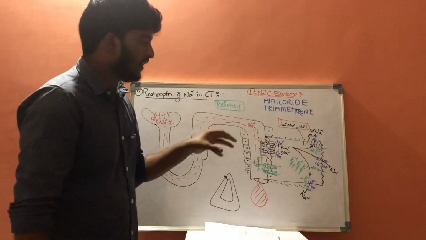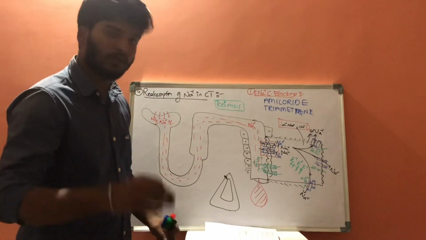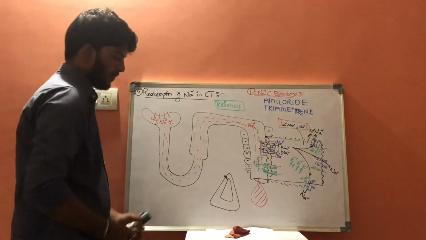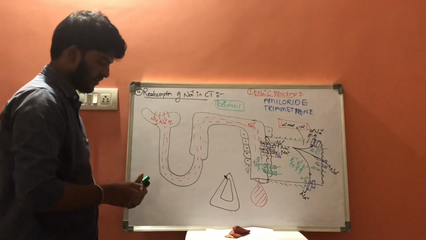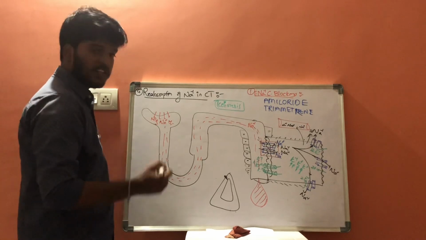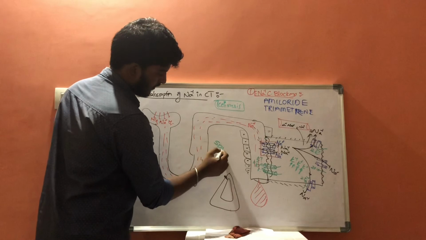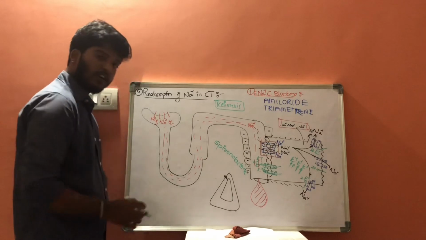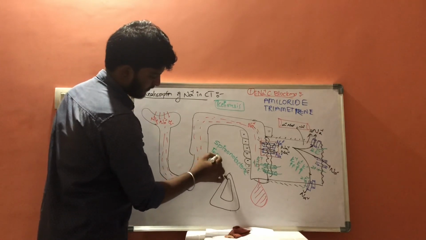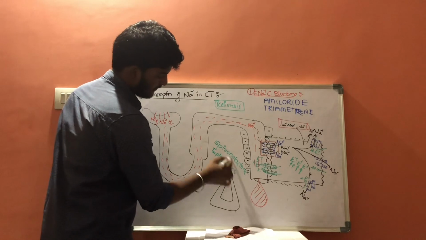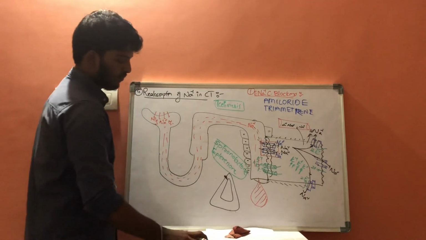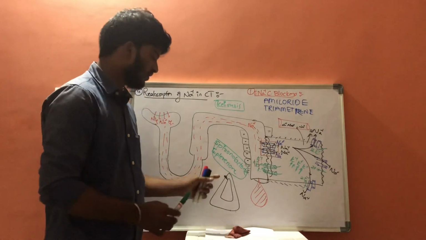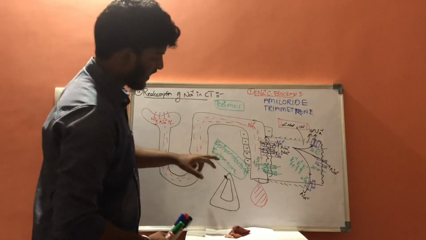So in order to decrease the sodium reabsorption, there is a group of drugs which will block the aldosterone receptors. The second group of drugs are called aldosterone antagonists. The special drugs are spironolactone and eplerenone. These are the two drugs which will block the aldosterone receptors.